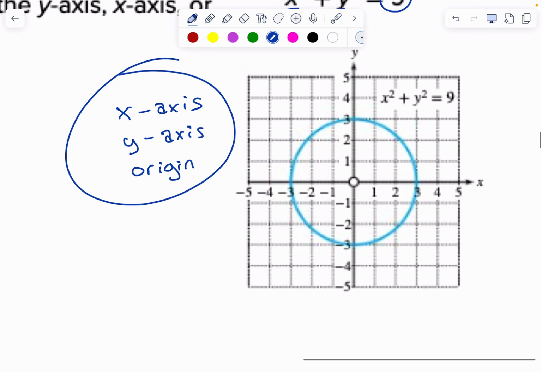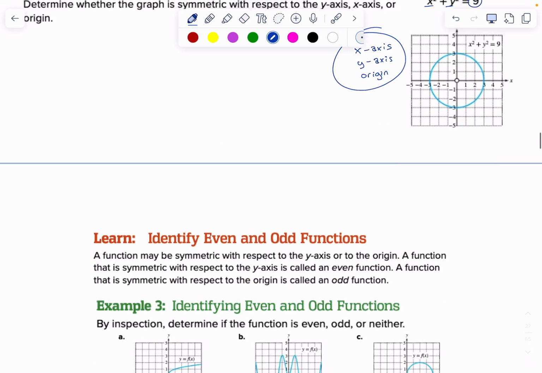Bye, Brady. Okay. So this is an isolated incident where you have more than one type of symmetry. Typically, if it has x-axis symmetry, it won't have y-axis, and vice versa. Right? Okay. All right. So there's that.